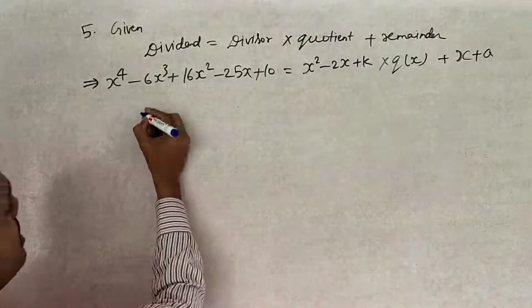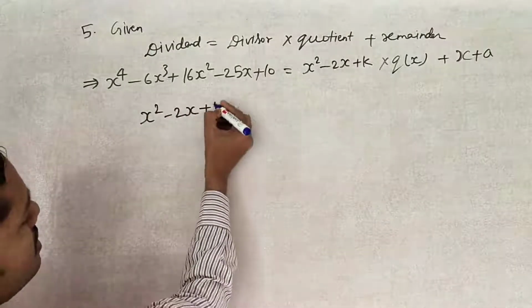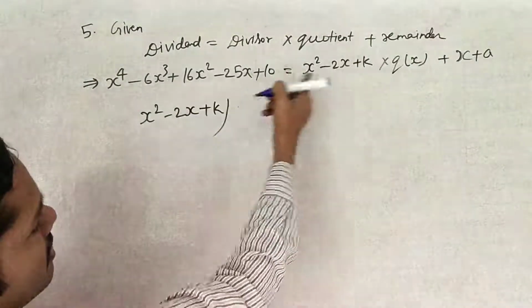Directly we are dividing first. x square minus 2x plus k. What are we going to do? We are directly dividing this one by this one.